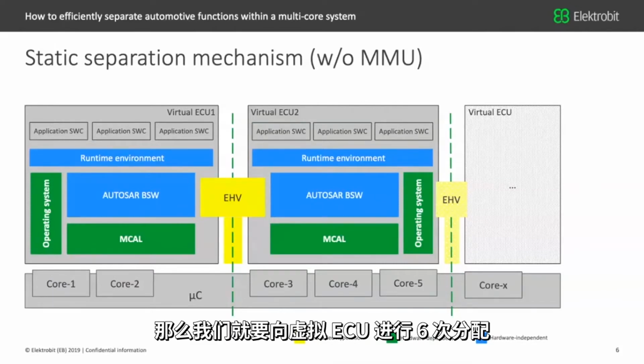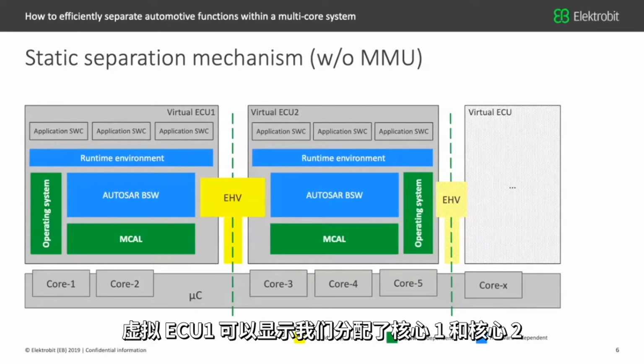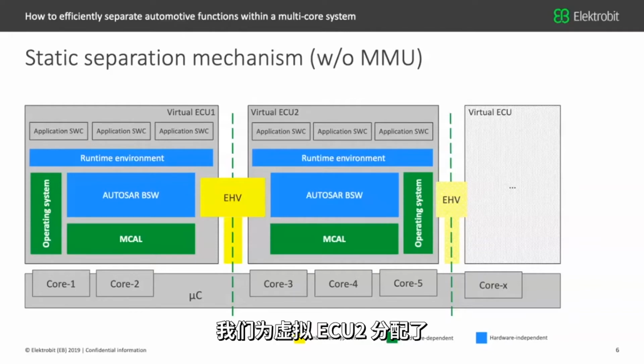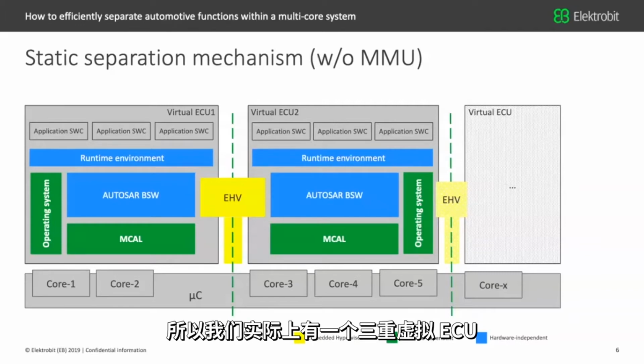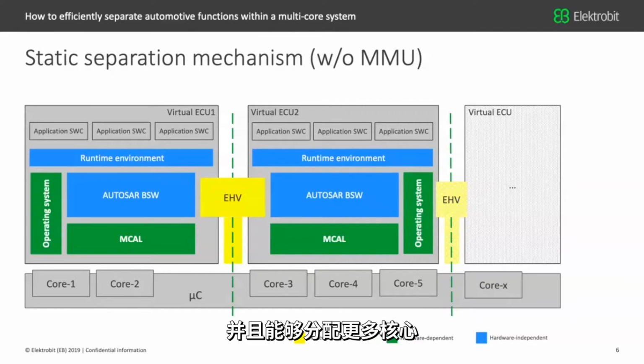And here we have a fixed assignment to a virtual ECU. In this case, virtual ECU 1 shows that we have assigned core 1 and core 2. For virtual ECU 2, we assign core 3, 4, and 5. So here we have basically a triple. And on the virtual ECU N, we would assign further cores.